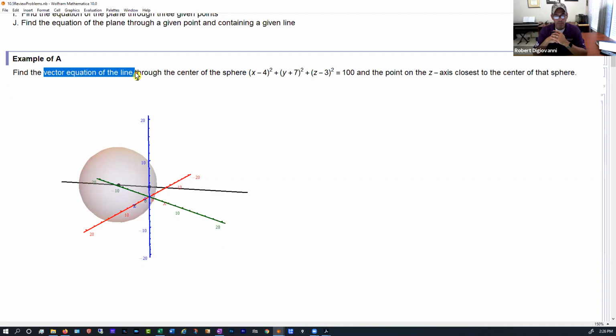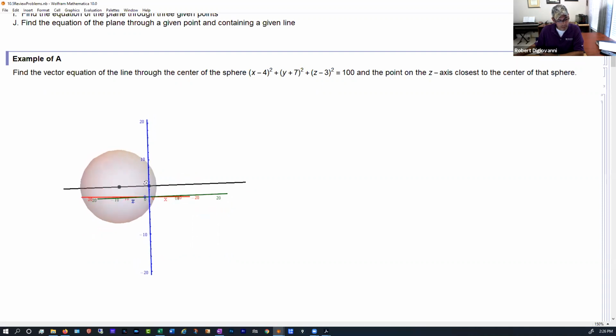Okay. But here's the thing, the 2 points I'm giving you are not straightforward. The first point I'm giving you is the center of this sphere. So you better know how to look at that and tell me what the center is. That's one of the points on your line. And then the other point is on the z-axis, which is closest to the center of that sphere.